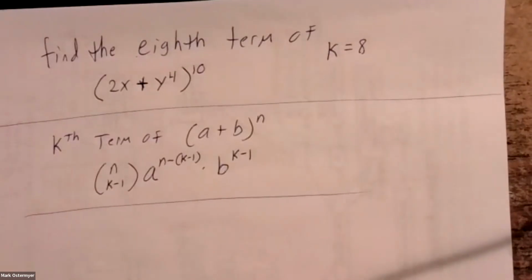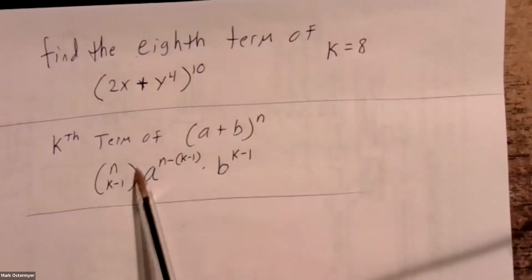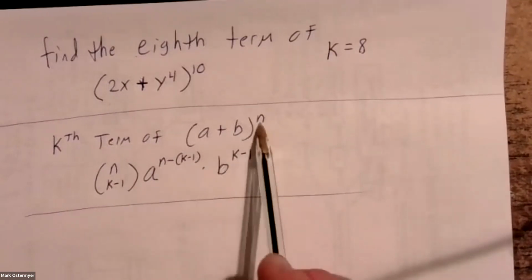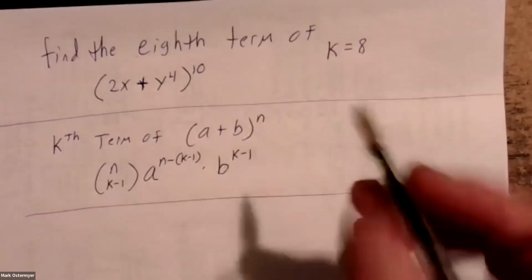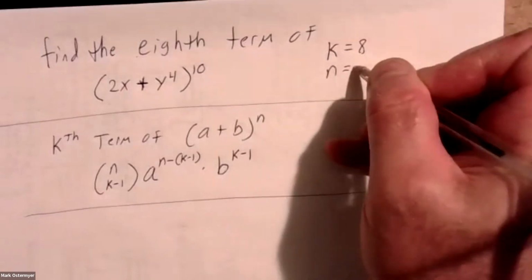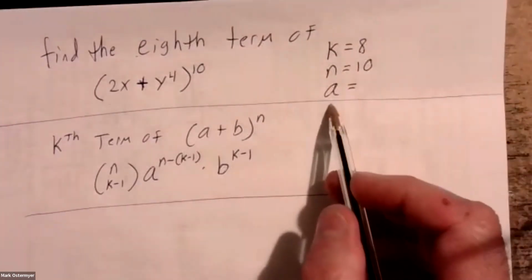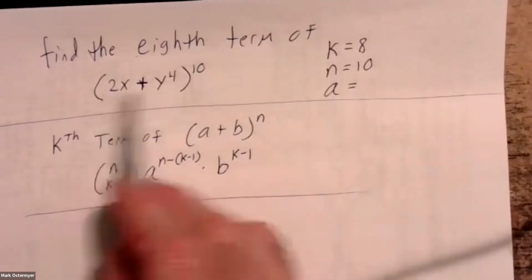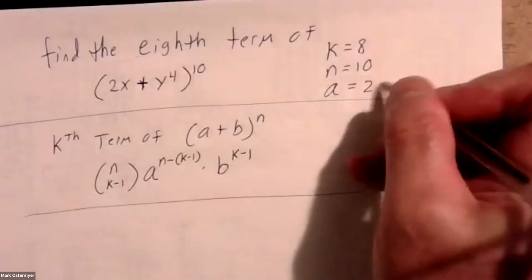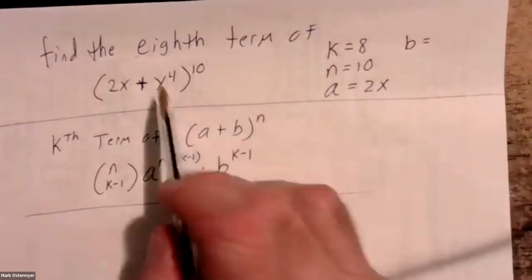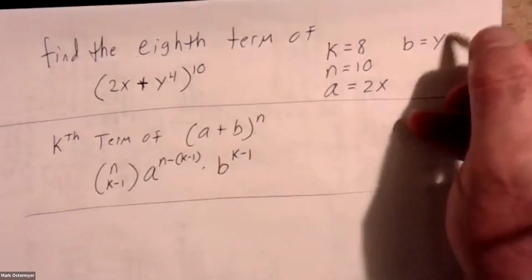What's n for the purpose of this formula? n is the power the binomial is being raised to. So n is 10. What's my first term, generically represented by a? It's 2x. What's the last term of this binomial, represented generically as b? The last term is y to the 4th.